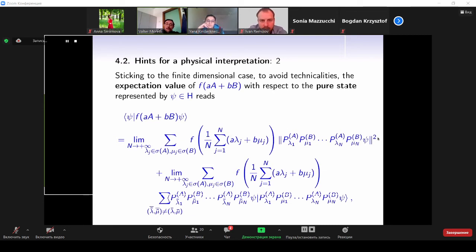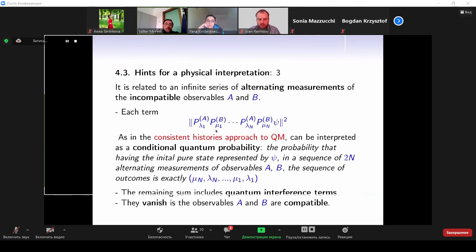Okay, here, this term has an interesting interpretation. It is an object in the so-called consistent histories approach to quantum mechanics. It is a conditional quantum probability. It is the probability to obtain this sequence of outcomes if I consider an alternate measurement of B, A, B, and so on, N times.